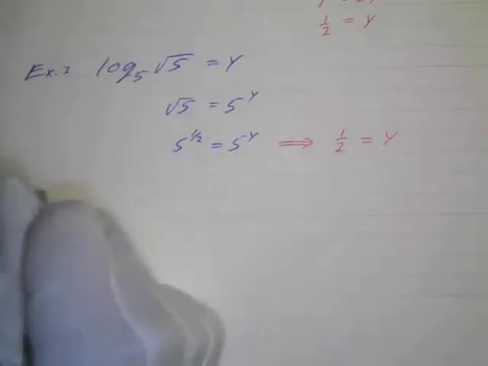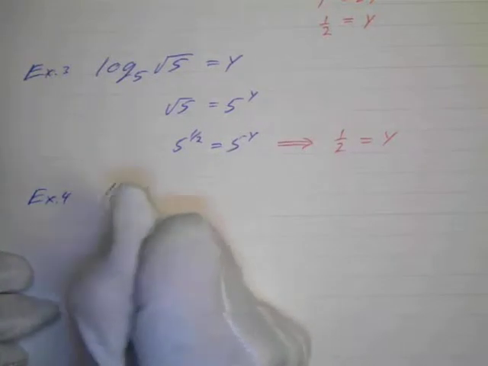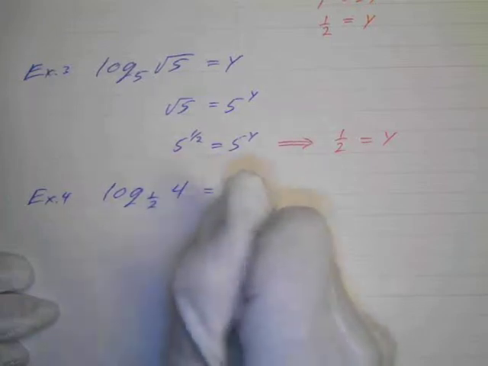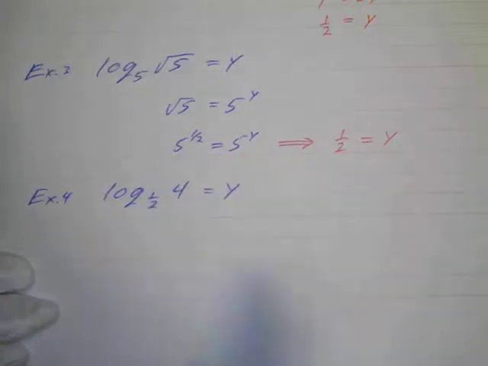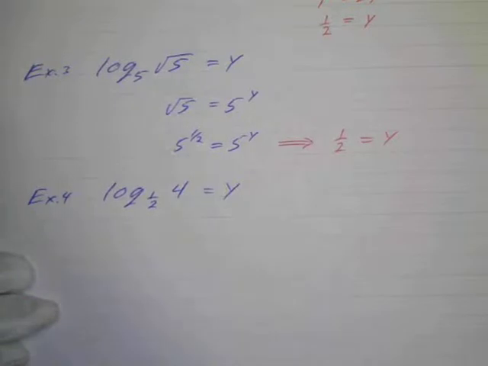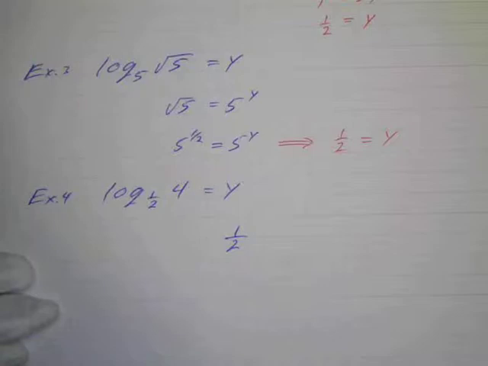And this is example 4. Log to the 1/2 of 4 equals y. Well, basically this is log to the 1/2 of 4. And I'm not too sure what that is, so I'm going to call it equal to y, and then I'll change it to an exponential equation. So what's my base? 1/2. What's my exponent? y. And what's my answer? 4.